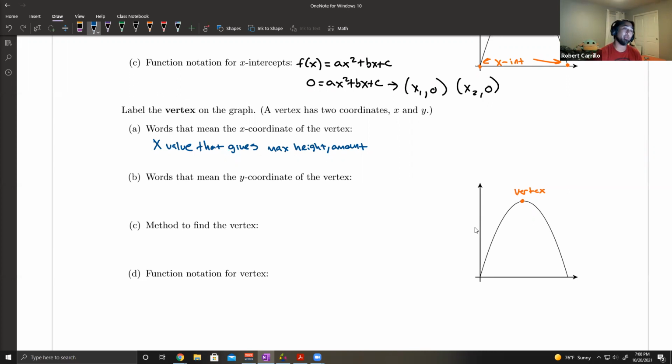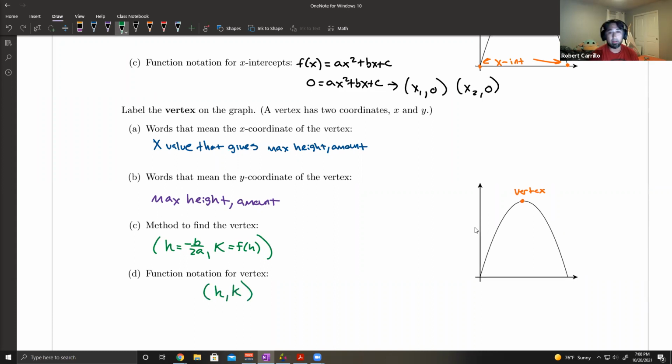Now, if you're looking for the Y coordinate of the vertex, this means we are just looking for the max height or the max amount of something. Okay. And then the method to find the vertex, we learned that last time. To find the vertex, we do h equals negative b over 2a, and k equals f of h. And then function notation for the vertex is just h, k.